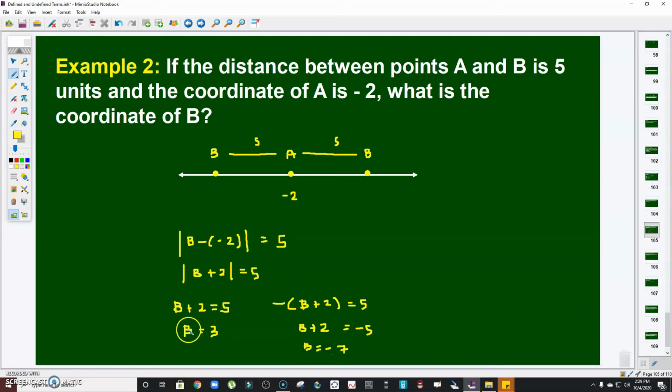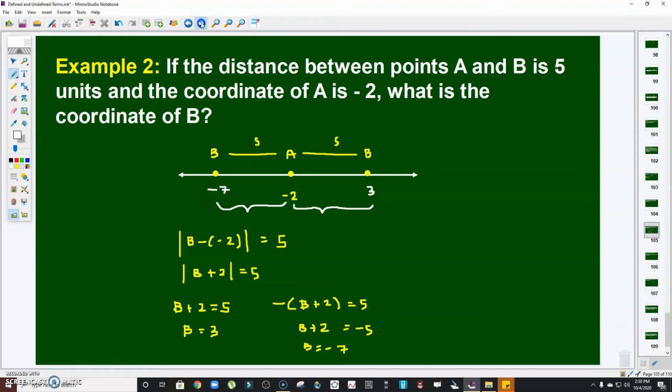There you go. So, the two values of B here are 3 or negative 7. Okay, and we can verify that. If this is 3, this is negative 7. So clearly, the length of AB here is 5. 3 minus negative 2, that's 5. Negative 2 minus negative 7 will give you 5 as well.